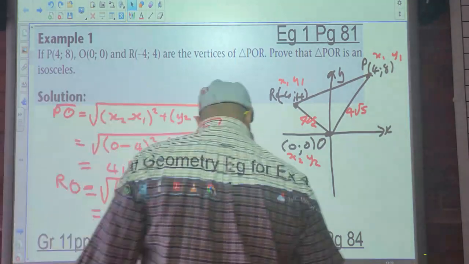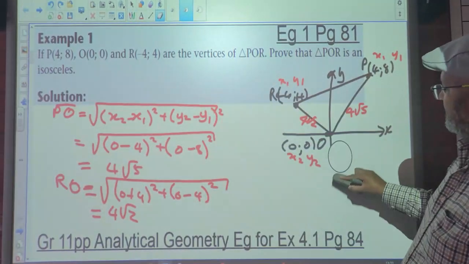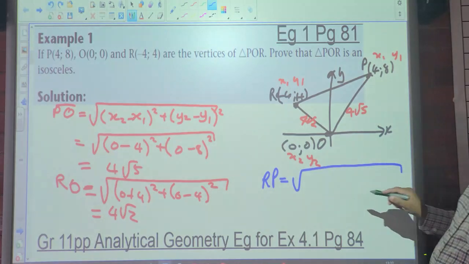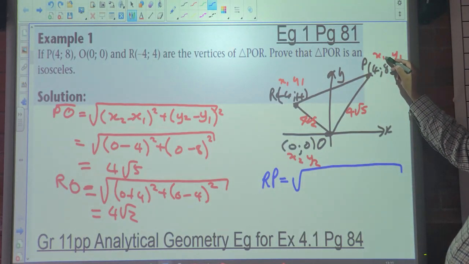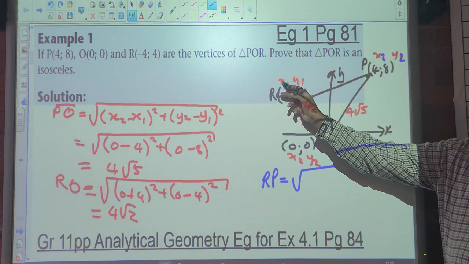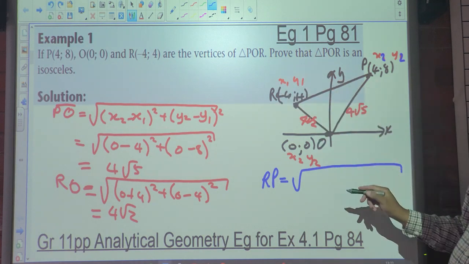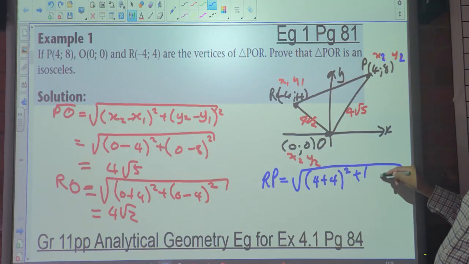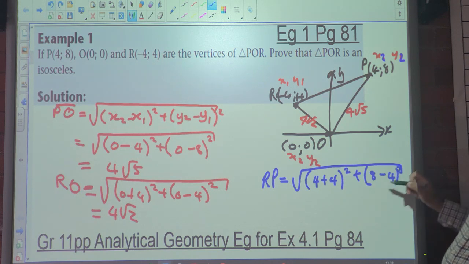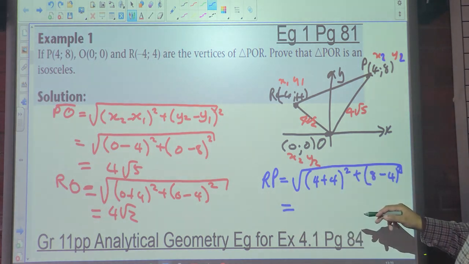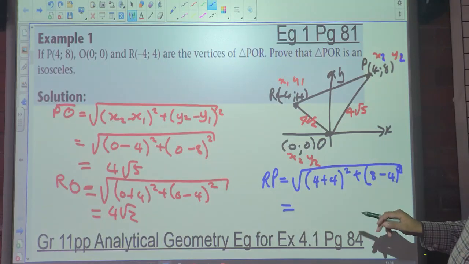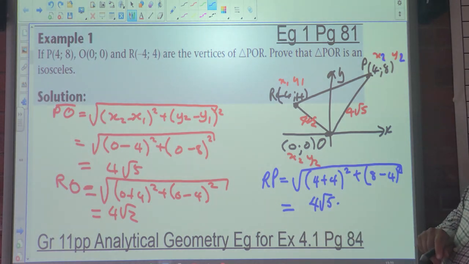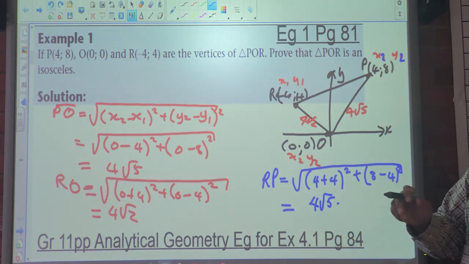Okay, so of course we're going to calculate the length of RP. Do I have to write the formula down again? No. So if I make this now x2 y2 and x1 y1, or vice versa, doesn't matter. So that will be 4 minus 4 becomes plus 4 squared plus 8 minus 4 squared. And that is going to give you 16 plus 64, which is root 80, which is 4 root 5. What do you notice? Those two are the same.